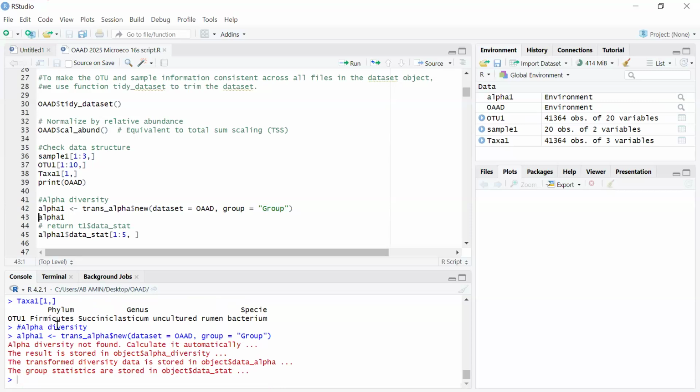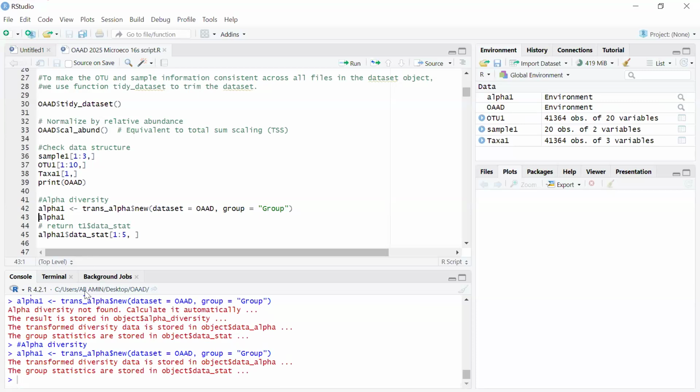So alpha diversity was not found, it was calculated, as my results showed. The transformed diversity is stored. So it has been stored here.